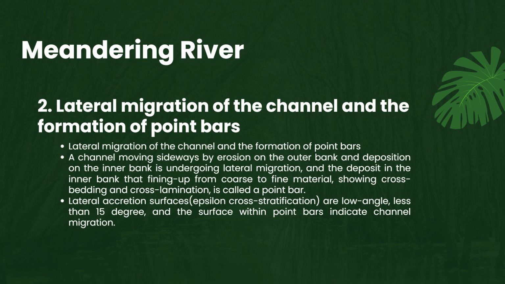These deposits often show cross-bedding and cross-lamination, which are inclined layers formed by the movement of sediment in flowing water. Within point bars, lateral accretion surfaces, also known as epsilon cross-stratification, are formed as the channel migrates. These surfaces are typically low angle, less than 15 degrees, and record the gradual sideways build-out of the point bar, providing evidence of the direction and extent of channel migration over time.